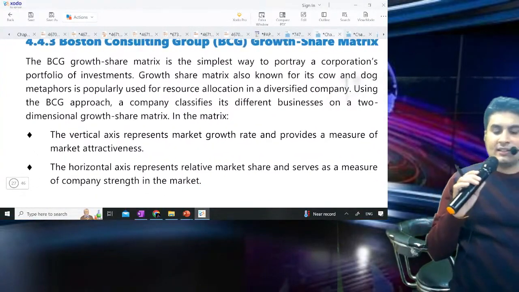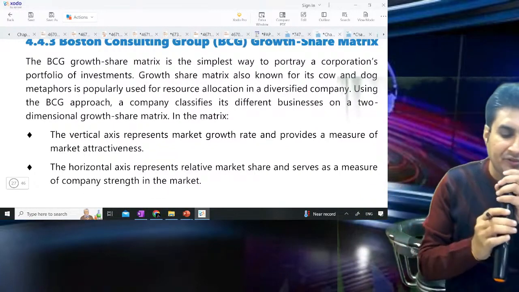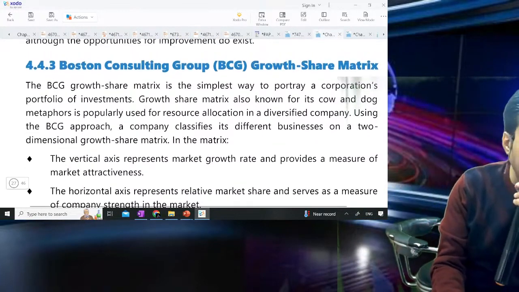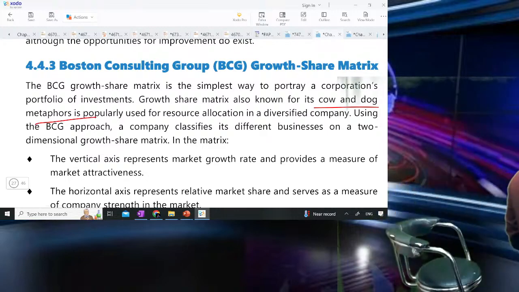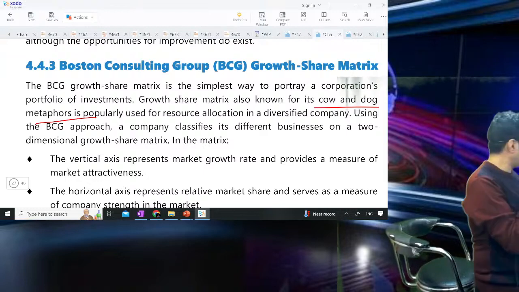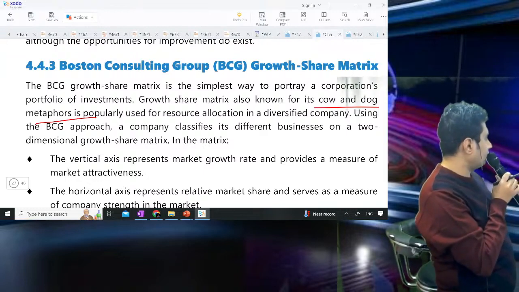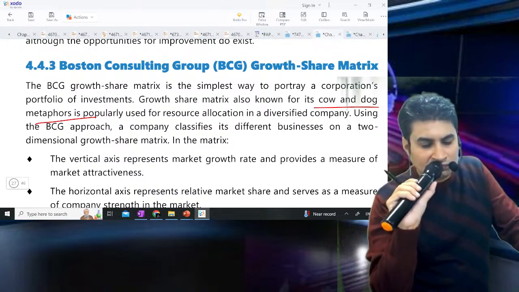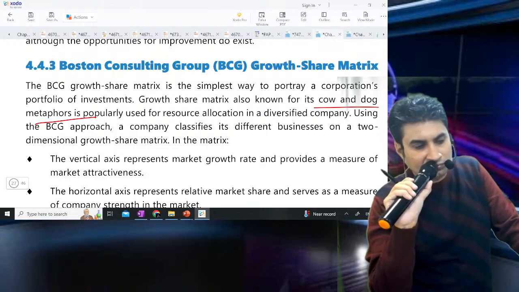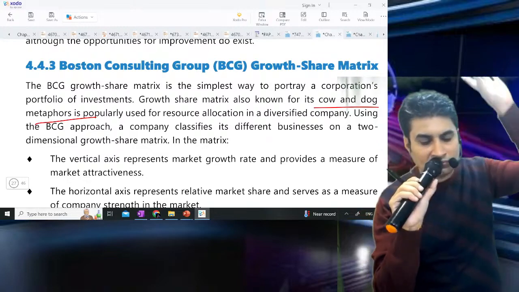Read. BCG is the simplest way to portray a company's portfolio of investment. It is also known as, underline, the cow and dog metaphor. What is metaphor? The second name of this is known as what? Cow and dog. Continue. The growth share matrix, also known for its cow and dog metaphors, is popularly used for resource allocation in a diversified company. Using the BCG approach, a company classifies its different businesses on a two-dimensional growth share matrix.